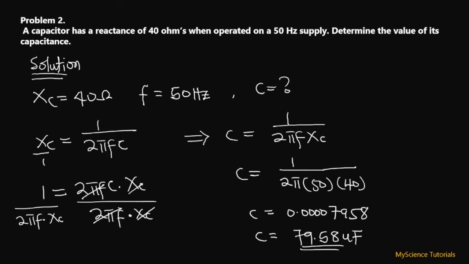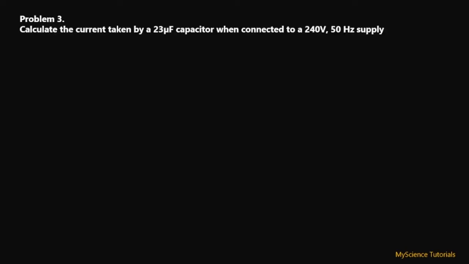Now let's have a look at one final example and then we end today's tutorial. So the last problem in this tutorial, we are to calculate the current taken by a 23 microfarad capacitor when connected to a 240 volt, 50 hertz supply. So this is pretty easy, pretty straightforward. So let's write down our solution. So we are to calculate the current.